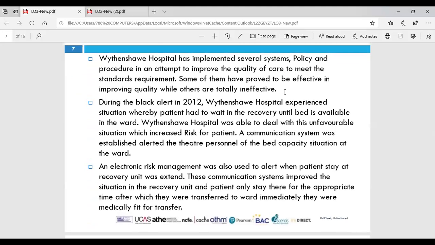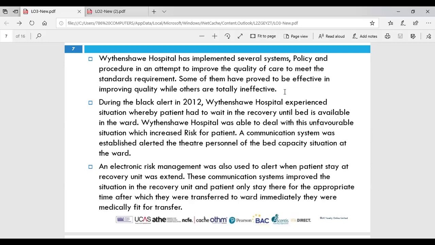So there's a black alert. We know black alerts are there when we do not have the capacity to deal with the situation. The setup doesn't have the capacity to deal with the situation in a healthcare setup. That was there in the year 2012.